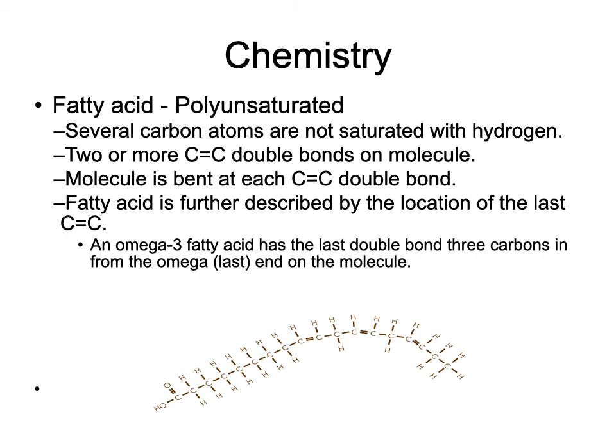Now, what it means by an omega-3. An omega-3 fatty acid has the last double bond 3 carbon atoms in from the end. So you can see down here on the right, 1, 2, 3 hydrogens, and then there's a double bond. What that means then is that it has just 3 hydrogens before the double bond. An omega-6 would have 6, an omega-9 would have 9.